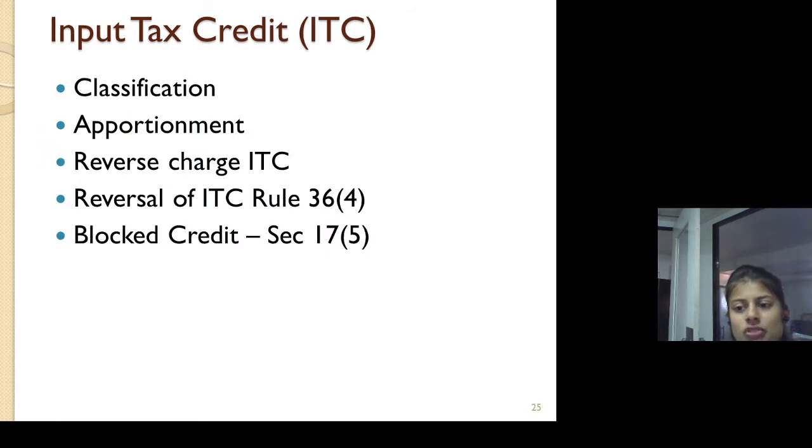Next, some points on ITC which I would like to cover. Classification of ITC. Many people are aware of this but still do not practice it. I don't know why. Classification of ITC means classification into eligible and ineligible. Taken in the slide is blocked credit under section 17(5). Five to six categories of things are there in blocked credit.